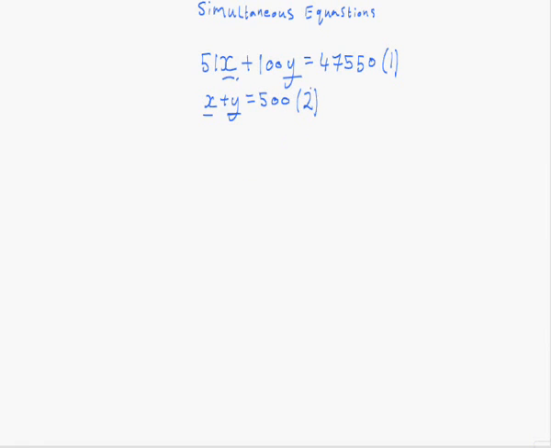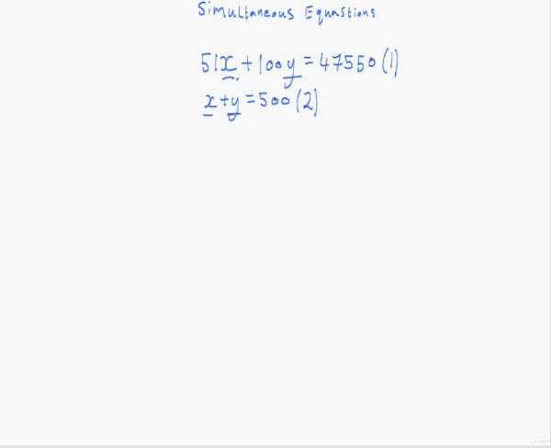To start off solving them by substitution, take the simplest equation and make one of the unknowns the subject of the equation, i.e. just that one unknown on its own on one side of the equals. Here equation 2 is the simplest, so it's going to be easiest to make x or y the subject. I'm going to make x the subject of equation 2. To do that, we need to subtract y.